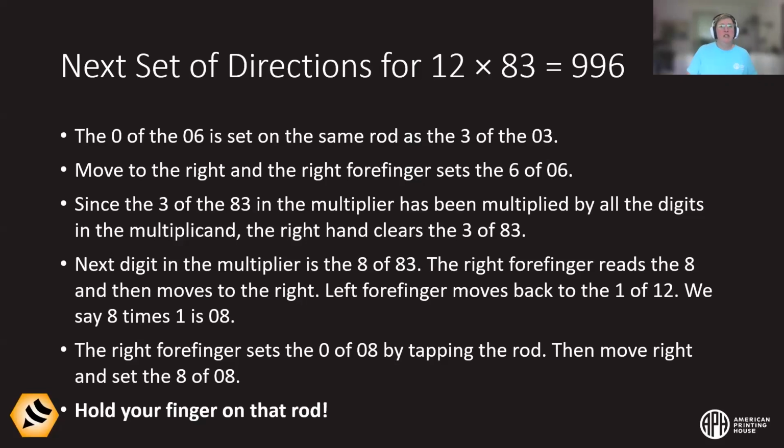I think I have an extra direction in there on accident. Since the 3 of the 83 has been multiplied by everything, you're going to clear that. And your right finger is going to move to the 8 of 83. You're going to kind of hold that 8 in your working memory. Move it to the right. 8 times what? Our left finger goes back to the beginning of the 12, to the 1. 8 times 1 is 0, 8. Where your right finger is, it gets a 0. Tap the rod, move to the right, and set the 8. Hold your finger there.